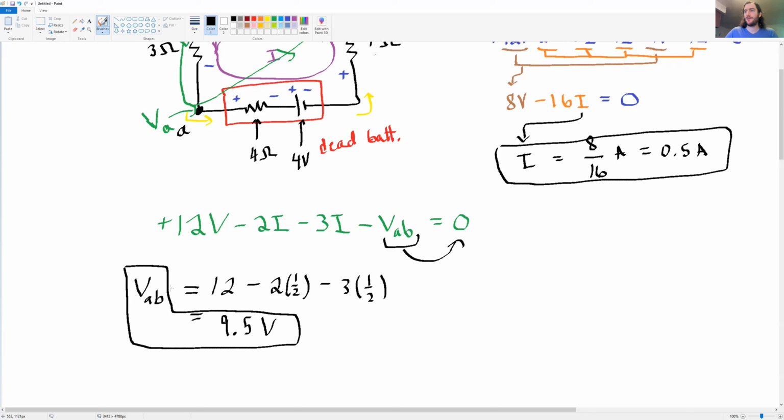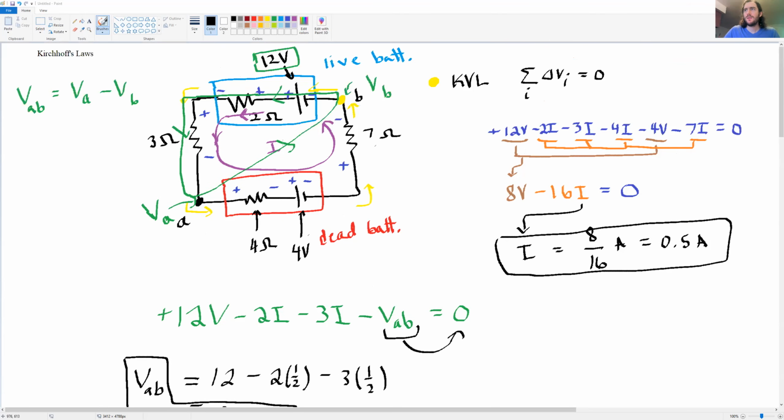Just some arithmetic there in your head. So we get for VAB, 9.5 volts there. So this little bit here of calculating VAB can be a little bit tricky, recognizing that you can draw a path like this where you're not actually on the circuit anymore. You're just kind of crossing through the circuit.